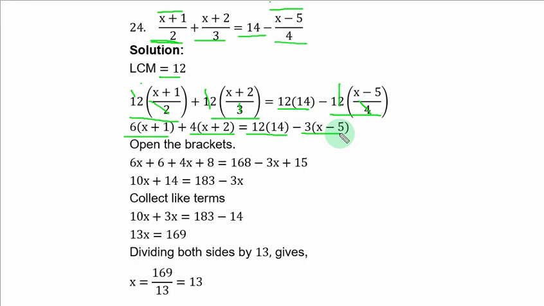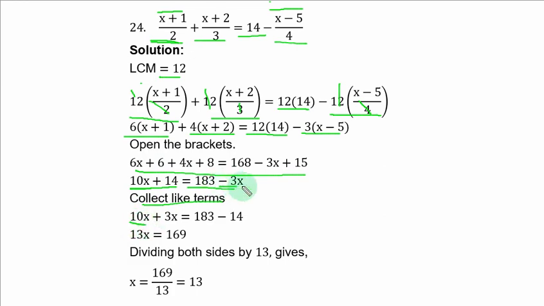Next thing is to open the brackets with their respective coefficients, and you have this result. Add like terms in both sides. You have 10s plus 14 equal to 183 minus 3s. Next thing is to collect like terms. 10s is here, you have it here.